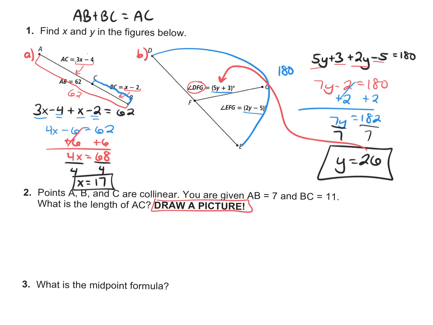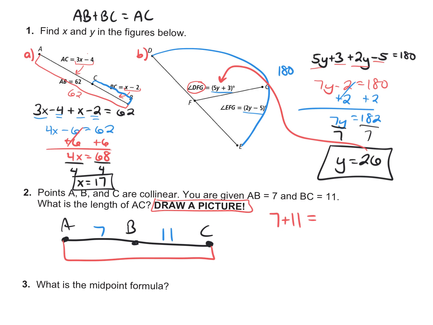We're not drawing angles here. We're drawing a line. So here's my line with points A, B, and C on it. Okay, it tells me that AB is 7 and BC is what? 11. It wants us to find the value of AC. How do I find that? Add them together. 7 plus 11 equals 18. Okay, biggest thing with that is make sure you draw your picture.